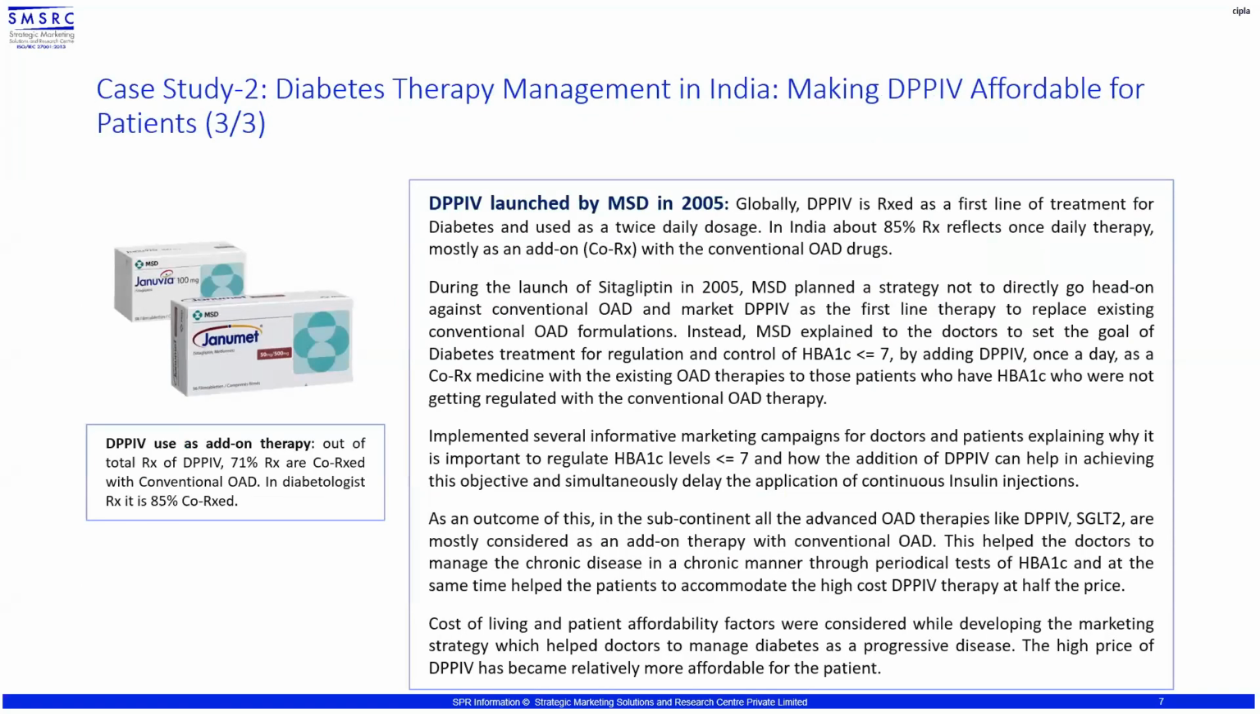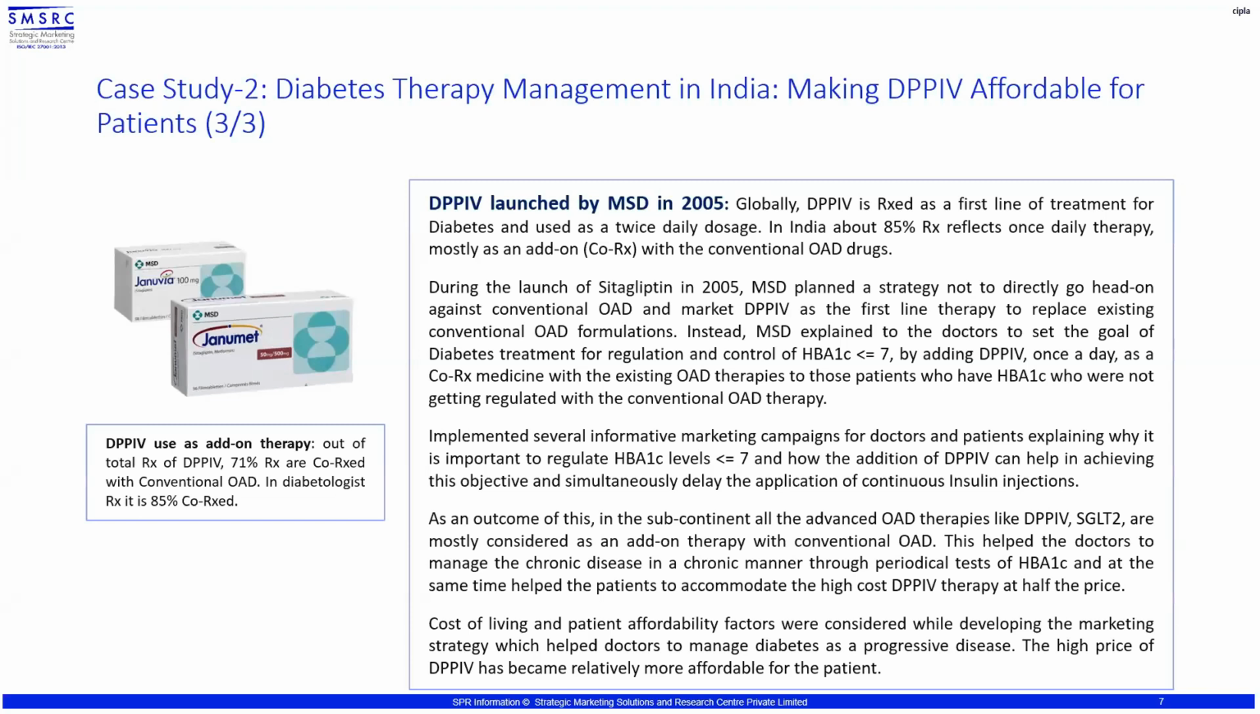So the story is DPP-4 used as add-on therapy. Out of total RX of DPP-4 as 100, 71% RX are co-prescribed with conventional therapy. If you pick up any prescription of DPP-4 randomly, we will definitely find other conventional therapies as well, and among diabetologists it is 85%. So it's an add-on. How did this happen? What was the strategy behind making the patient consider this an affordable therapy, which was unaffordable, when the price was 5 times higher?